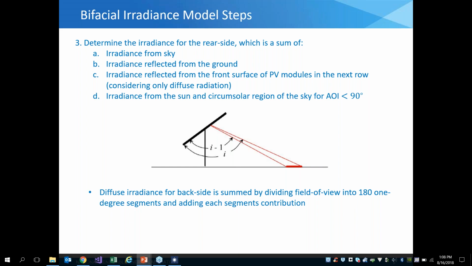And again, to calculate the diffuse irradiance for the backside, we're dividing the field of view into 180 1-degree segments, and then iterating over that and calculating the irradiance for each segment, and then adding that together.